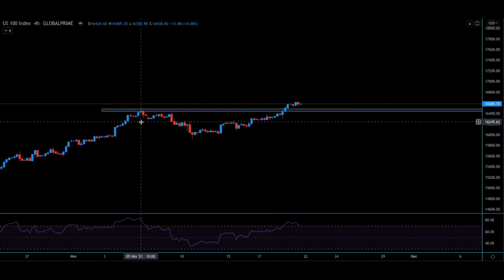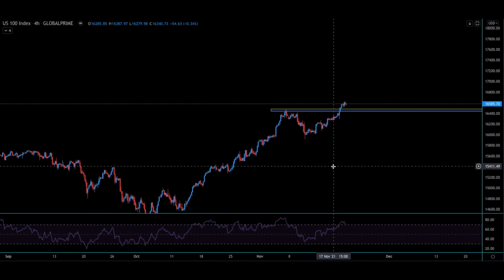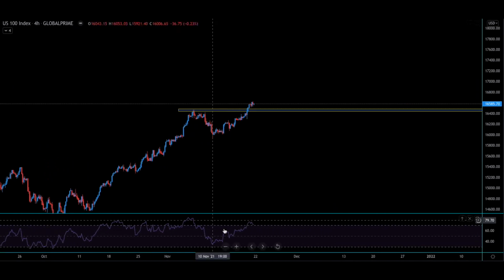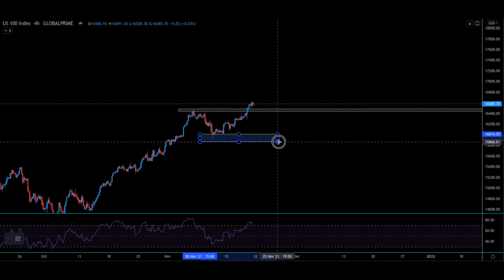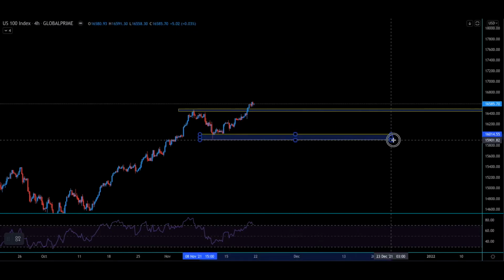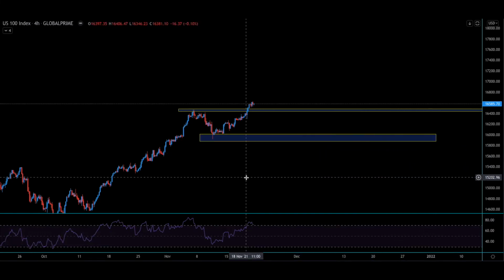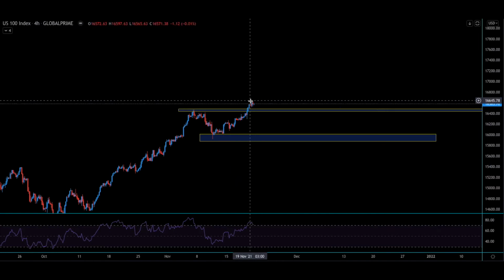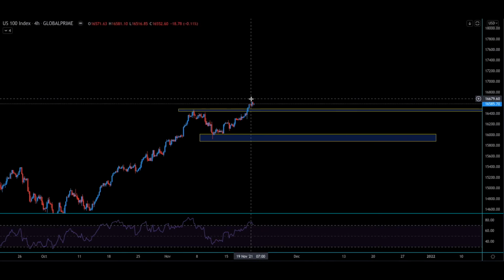So with that, we're going to go straight into this particular drawing right here. What I'm going to do is another support level. This is another support level that ideally I would like to be buying on. And this above here is a potential resistance level up here. If I drew a line up there, but I'm not going to.